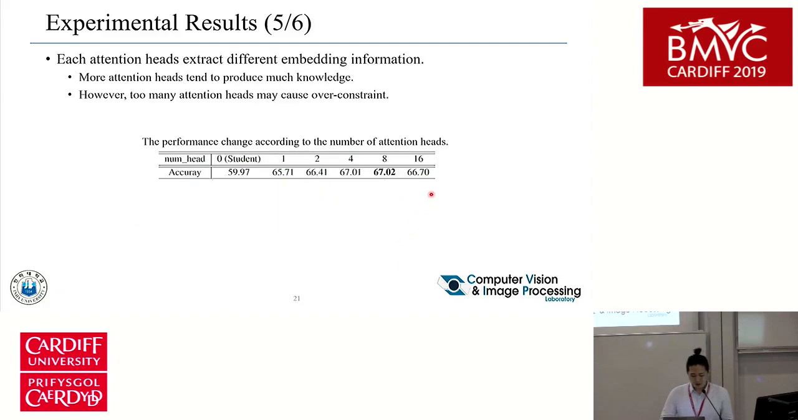The number of attention heads is related to the quantity of knowledge. When more heads are used, the performance will increase. However, if too many heads are used, it causes over-constraint and performance may decrease. So selecting the right number of heads is very important.